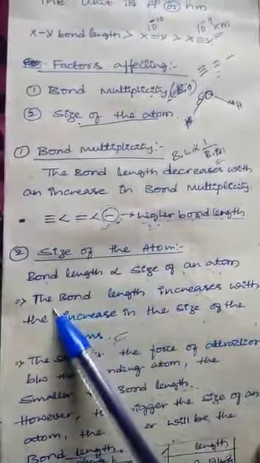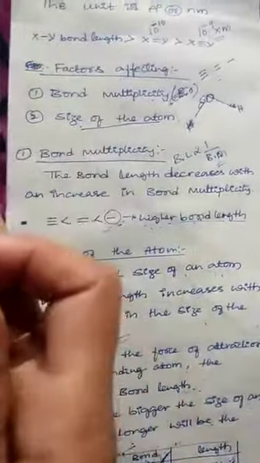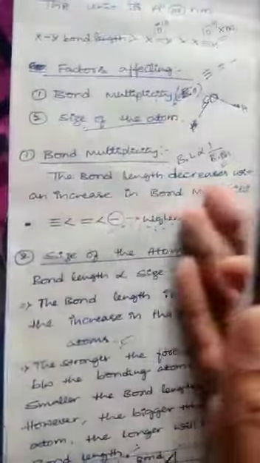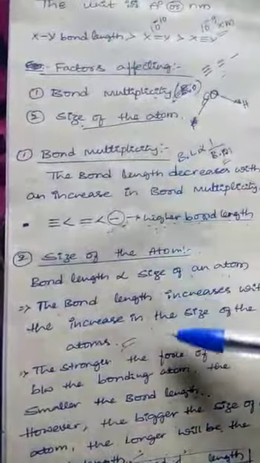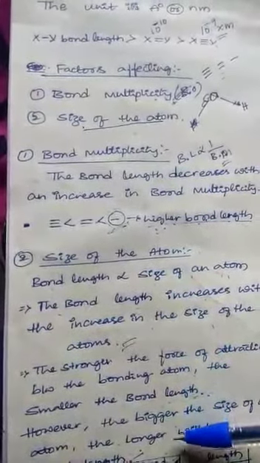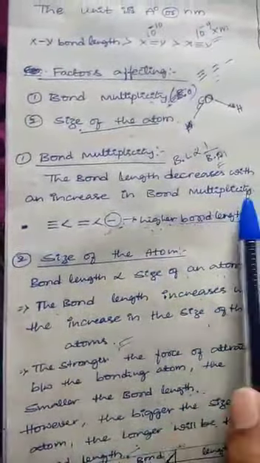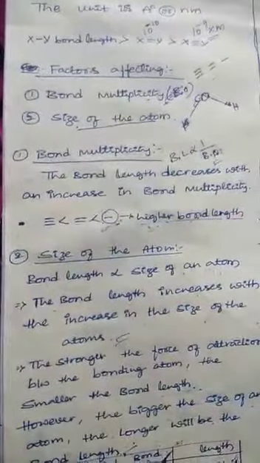As we know, in our periodic table, when we move from left to right, the size of the atom decreases. When we move from top to bottom, the size of the atom increases. Right? So as the size of the atom increases, the bond length also increases.